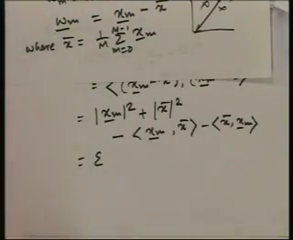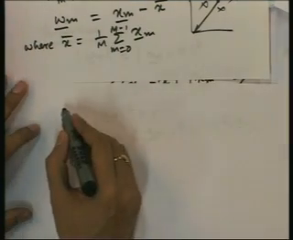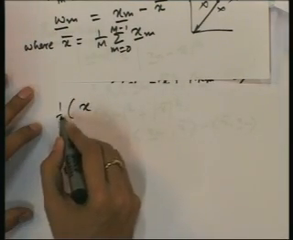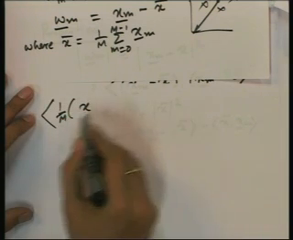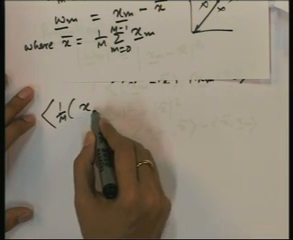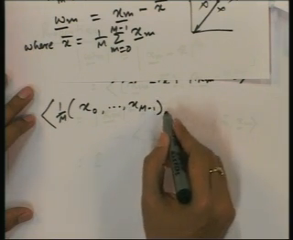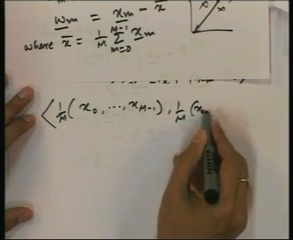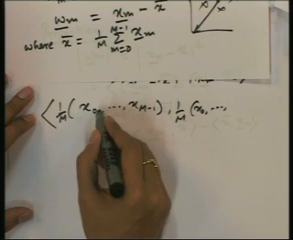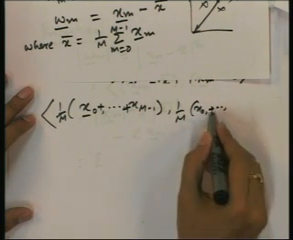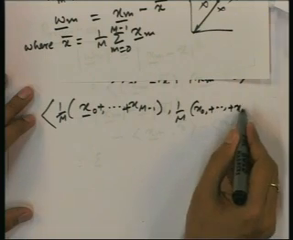We can do distribution like this. So, if we have 1 by m x naught plus ... plus 1 by m x m minus 1.